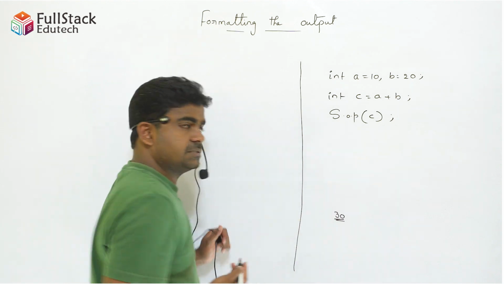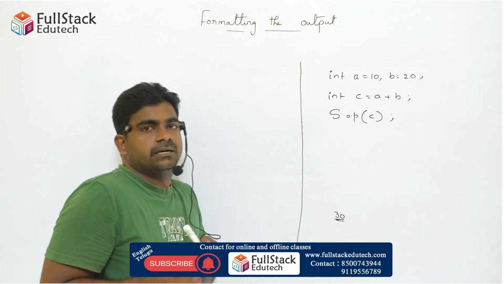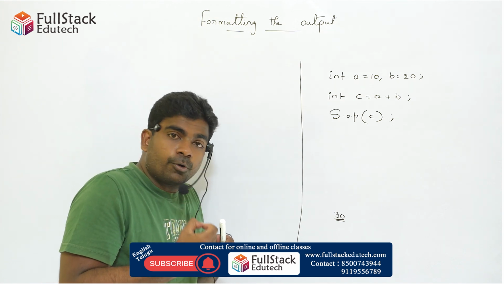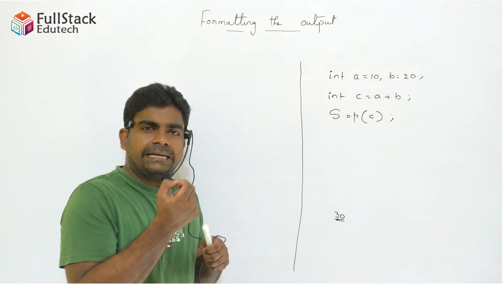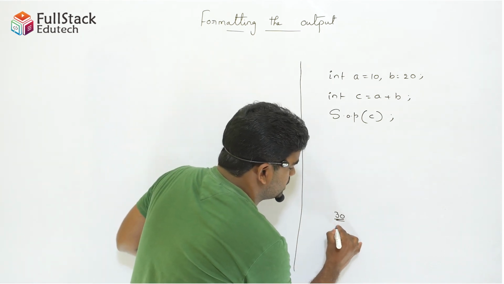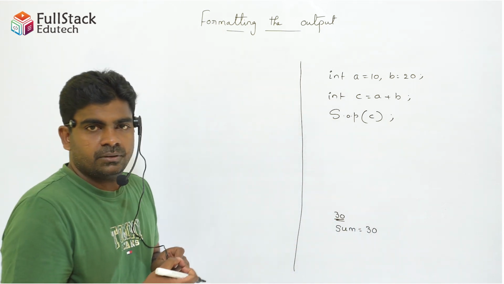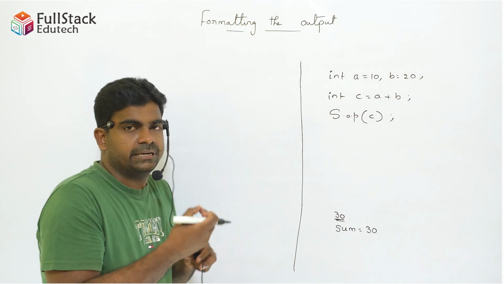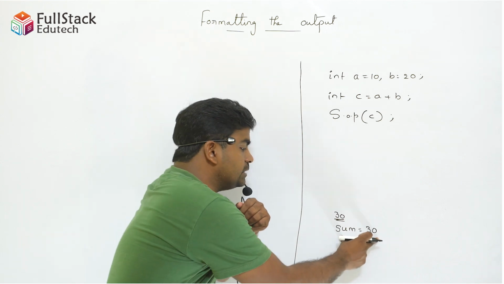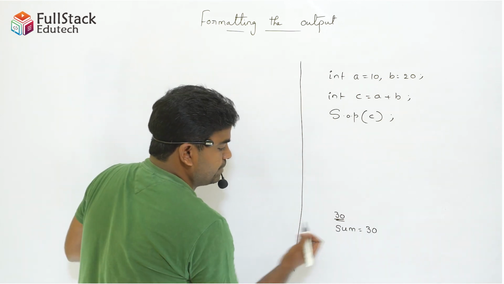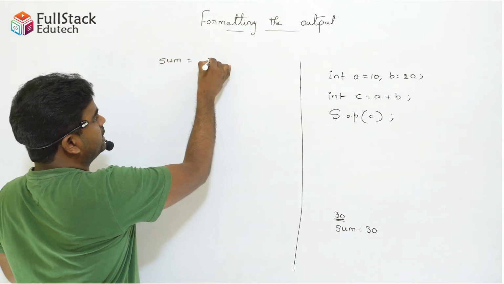What is the meaning of this? What is 30? Why is it showing that 30? We need to provide clear information to the end user. So at least, I just want to display "sum equals 30". Then it is meaningful. Sum means adding two numbers or three numbers, the sum will be 30. So how can we do this? If you want to write like this, sum equal to 30.